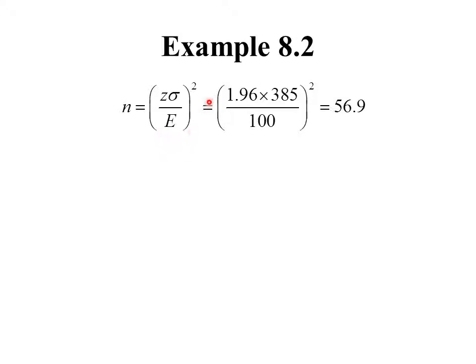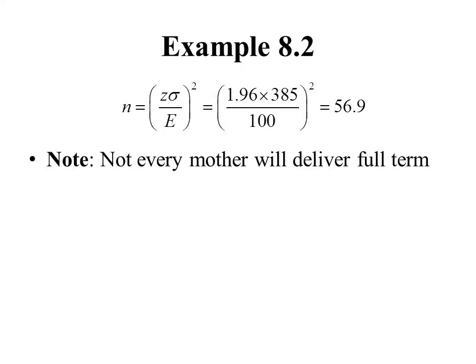So here's our formula for the necessary sample size. The z is our critical z value at the 95% level. It's 1.96. Sigma is 385, as we just saw. The desired margin of error was 100. We square that, we do that arithmetic, and we get about 57. So that means we would need to enroll about 57 women. Now when we calculate sample size, we always round it up, never down.